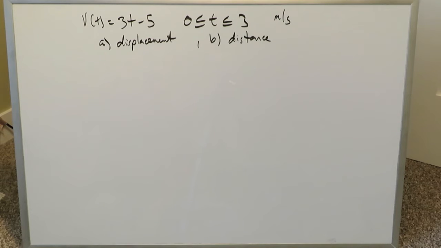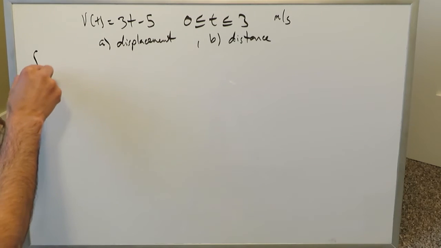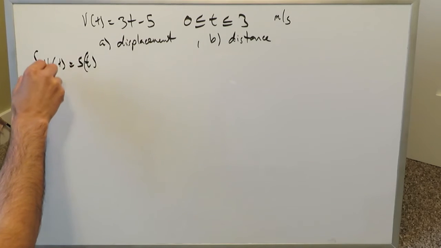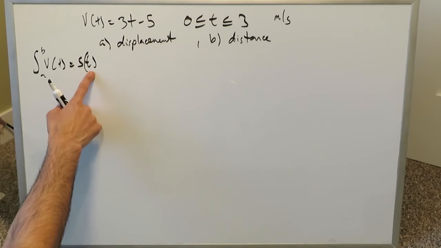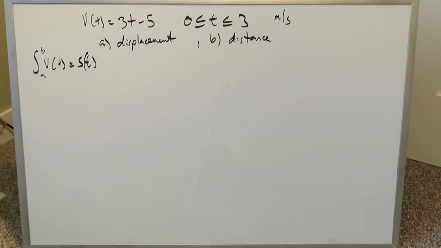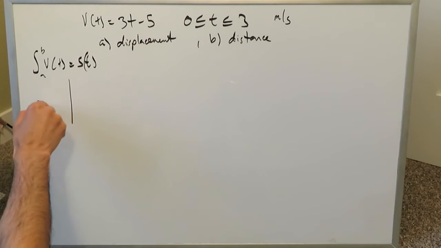We have a velocity function 3t minus 5. We have an interval with regards to time from 0 to 3 seconds. The velocity is in units of meters per second. We have to find the displacement and the distance. If at first this question seems difficult, it isn't, because you have to remember this: the integral of the velocity function will give you your position function. If you did definite integration, the position function can be manipulated to give you both displacement and distance.